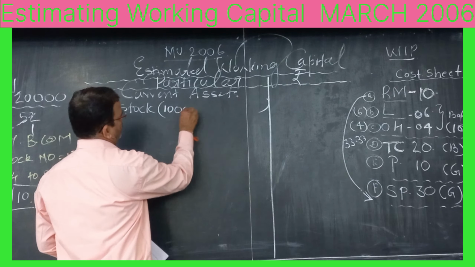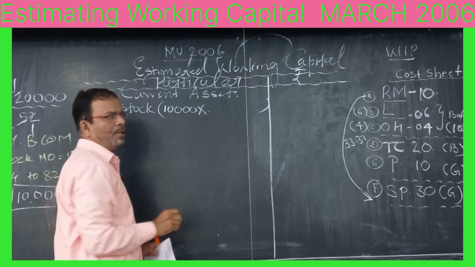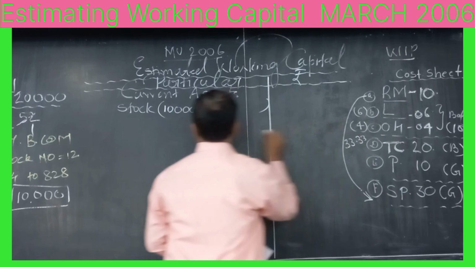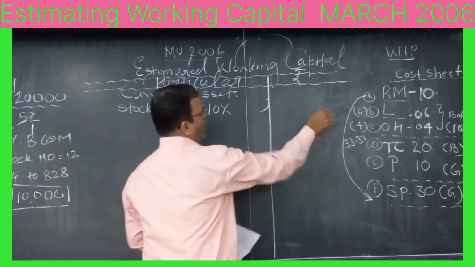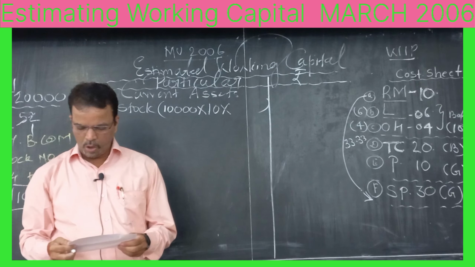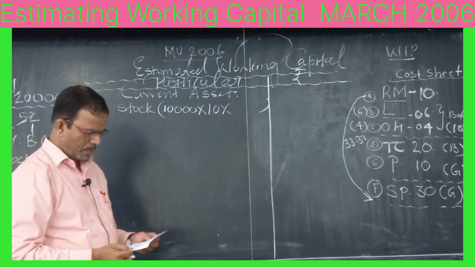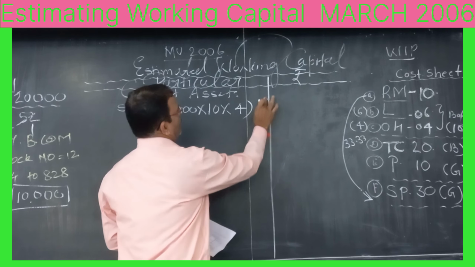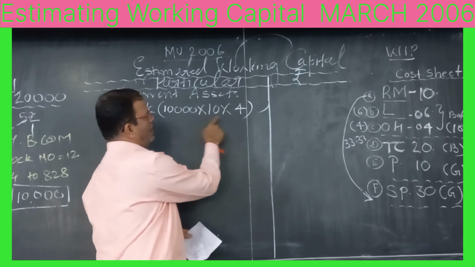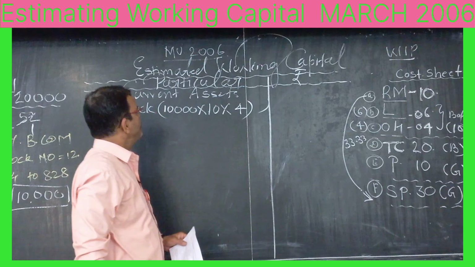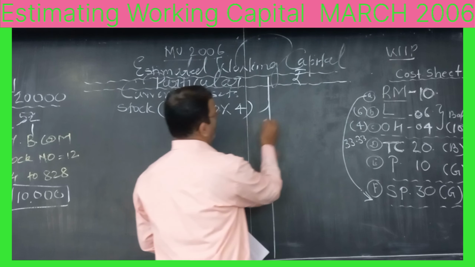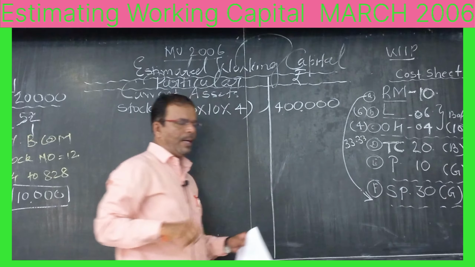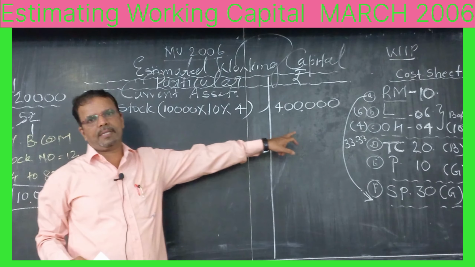So how many units? 10,000. And what is the rate given to us? Raw material rate is 10. And what is the period given? Raw material remains in stock for 4 weeks. So 10,000 into 10 into 4. 10,000 into 10 is 1 lakh, 1 lakh into 4 is 4 lakhs. So in this way we got the amount required for the stock, 4 lakhs.